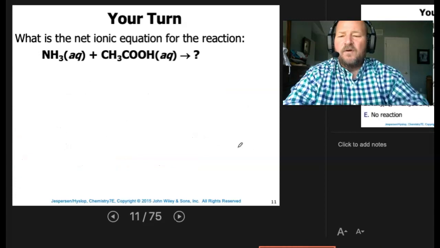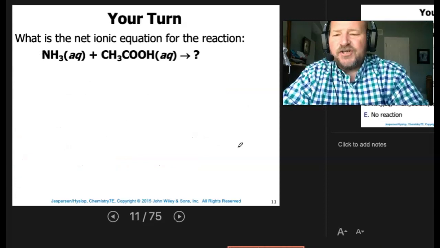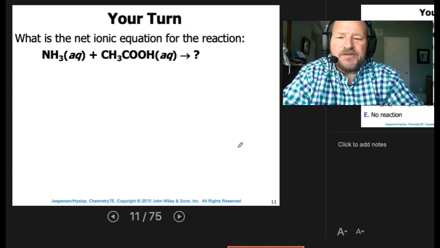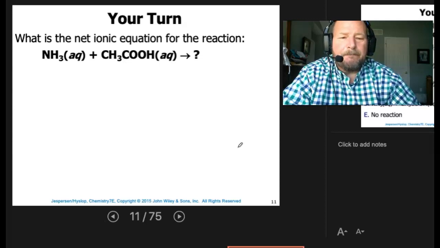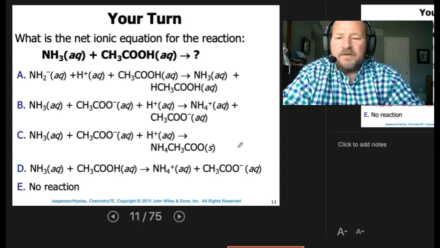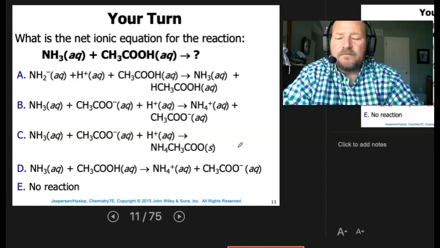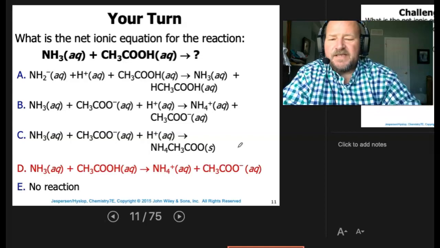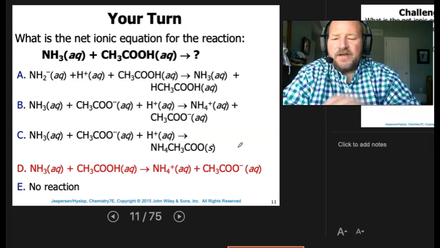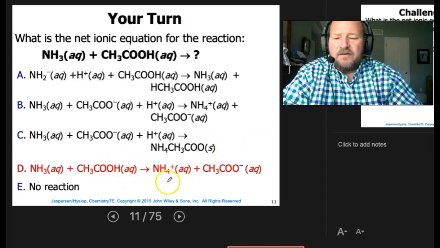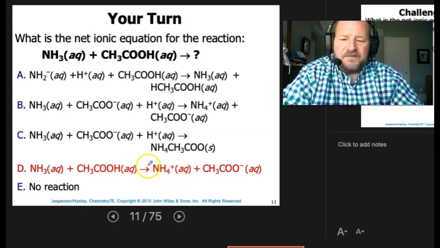All right. What is the net ionic equation for the reaction NH3 plus CH3COOH? Okay. So now we have our weak base with a weak acid. Hopefully you've come up with D. NH3, of course, doesn't break apart. Our weak acid, that piece won't break apart. The H plus will end up with the NH4.